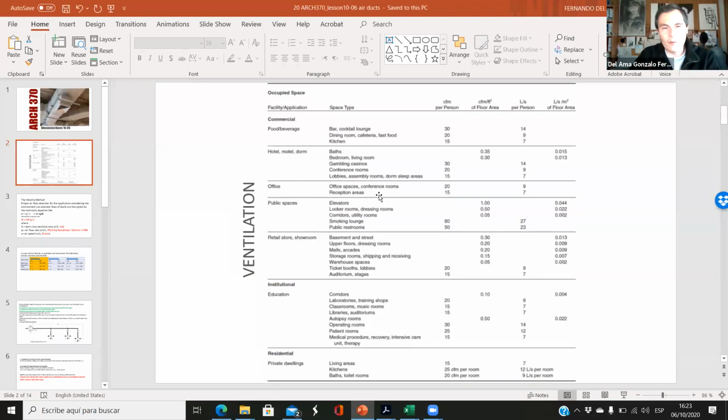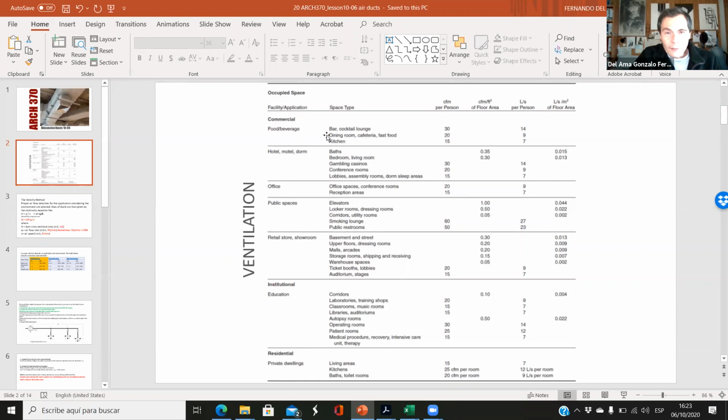Anyway, this is taken from ASHRAE. And as you can see here, we have the CFM per person for different building uses. Here we have commercial, hotel, office, public spaces, showrooms, institutional, education, residential, or private dwellings. Residential buildings are usually apartment buildings, okay? Anyway, here you have the CFM per person.